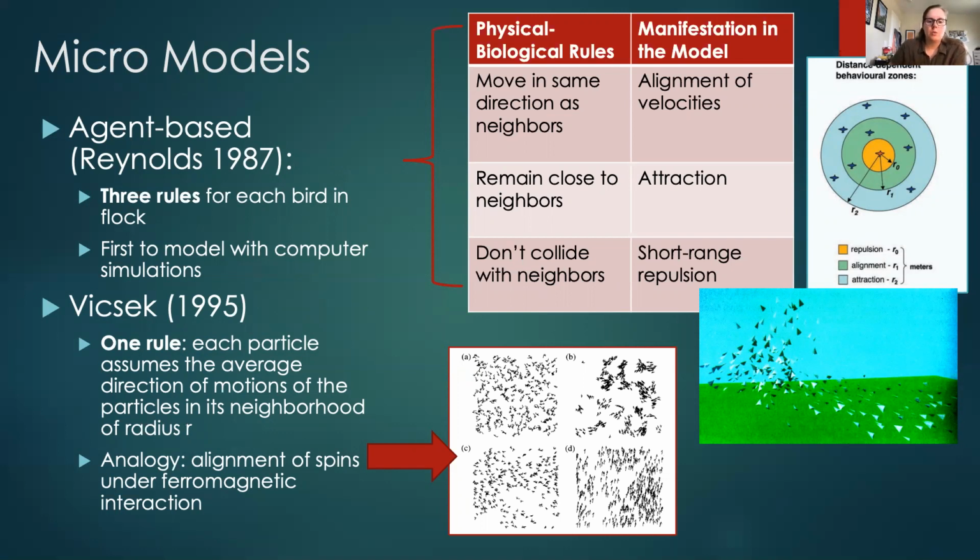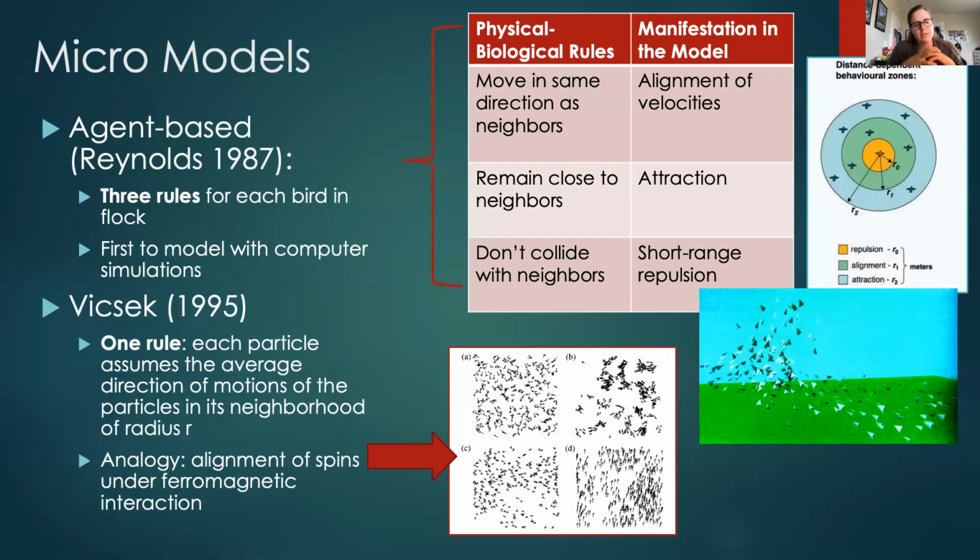And we can see a visual representation in this upper right diagram. And in the model, the way that these rules manifest is that the birds' velocities are aligned, that there's a cohesion of the aggregate, and that the birds in the nearest vicinity of each other are repulsed from one another.